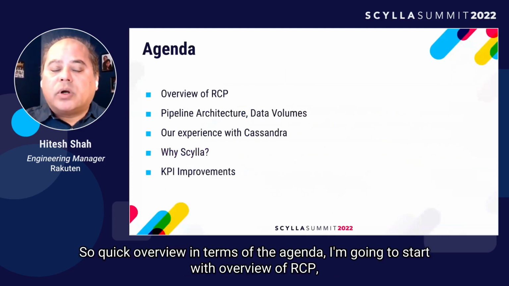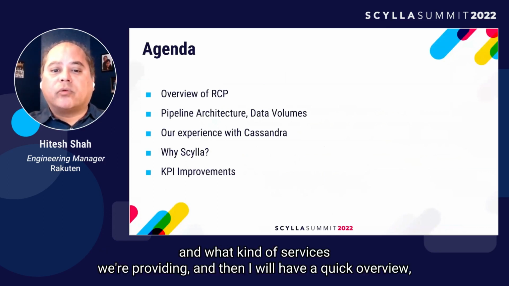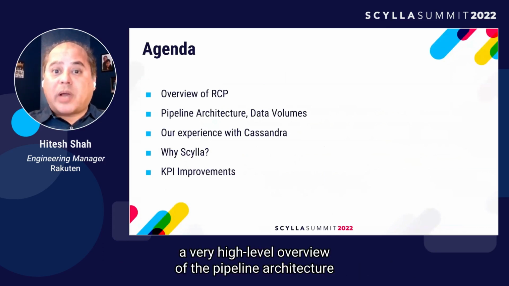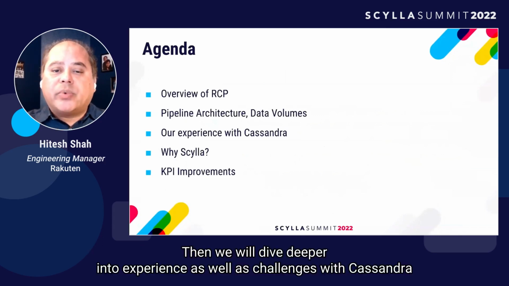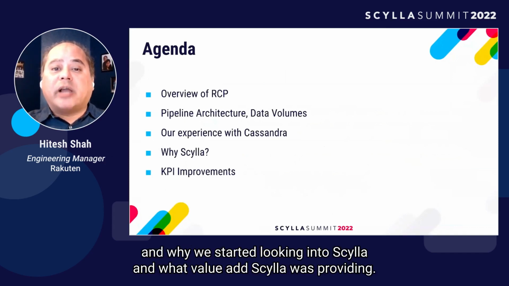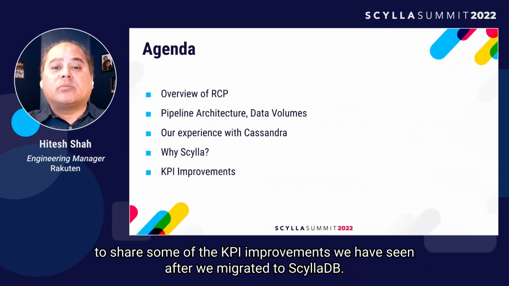So quick overview in terms of the agenda. I'm going to start with an overview of RCP, what kind of use cases we are supporting and what kind of services we are providing. Then I will give a very high level overview of the pipeline architecture we are using, as well as some of the transaction volumes we are supporting on our platform. Then we will dive deeper into our experience as well as challenges with Cassandra and why we started looking into Scylla and what value Scylla was providing. At the end, I will spend some time to share some of the KPI improvements we have seen after we migrated to ScyllaDB.